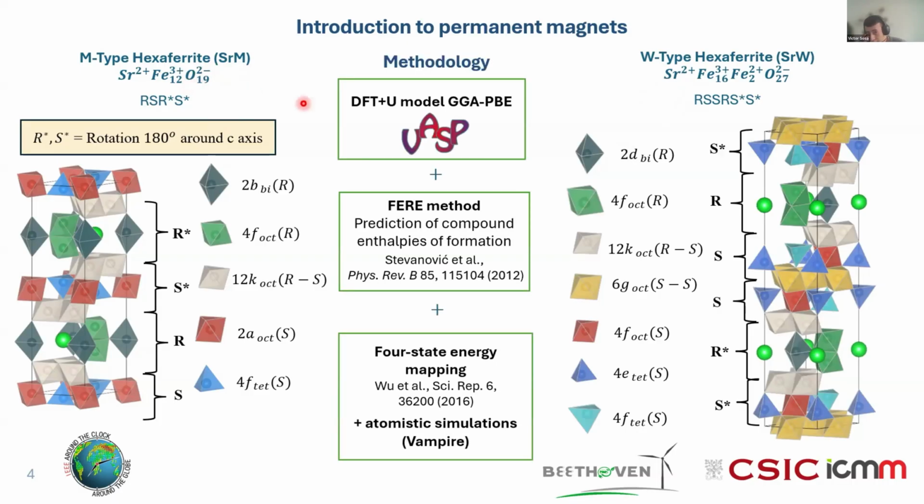In order to compare both materials, we are going to use DFT to compare electronic and magnetic properties. We're going to use this FAIR method to compare the enthalpy of formation and stability. And then we are going to use first-principles energy mapping plus atomistic simulation to compare the exchange interaction and the critical temperature.